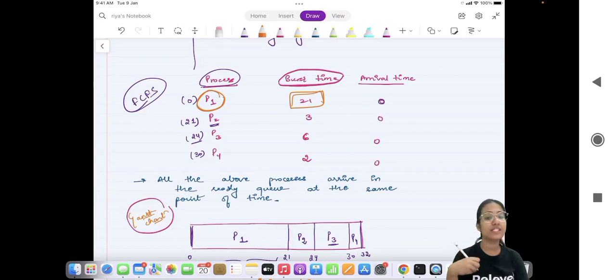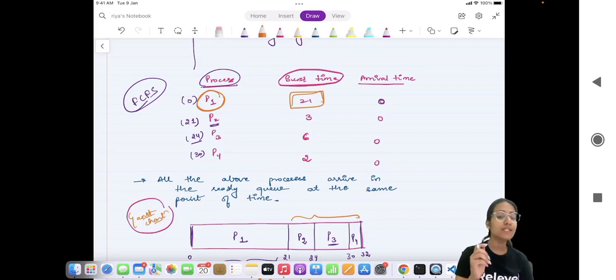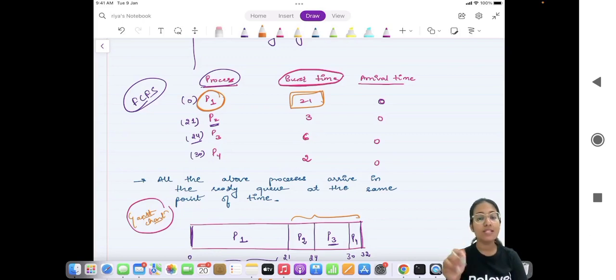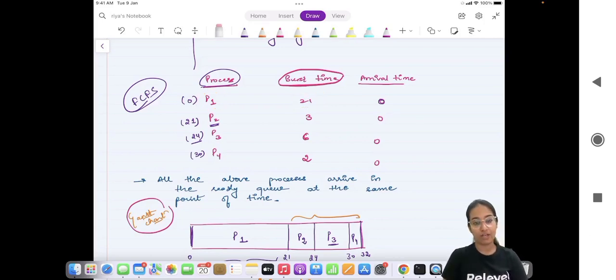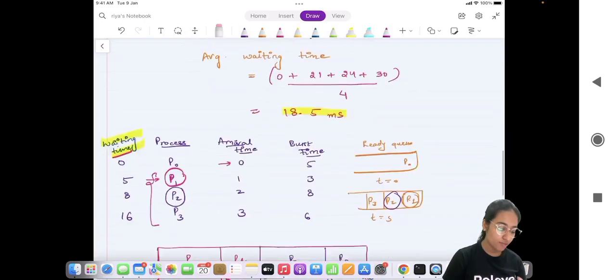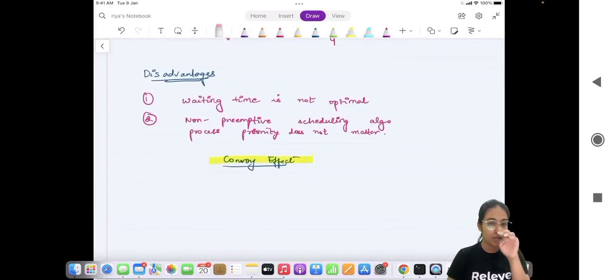And since it was taking a lot of time, the other processes had to wait a lot, although the burst time for those processes was considerably low, right? That is the concept of the convoy effect. First come first serve algorithms basically suffer from the convoy effect, where the burst time of the first process is the highest among all the processes that we have.